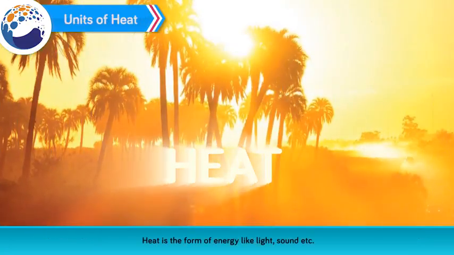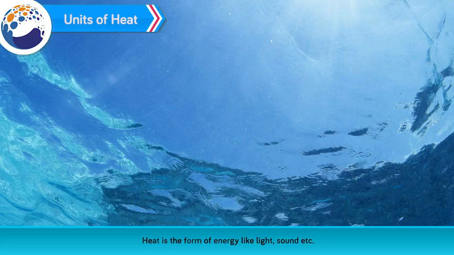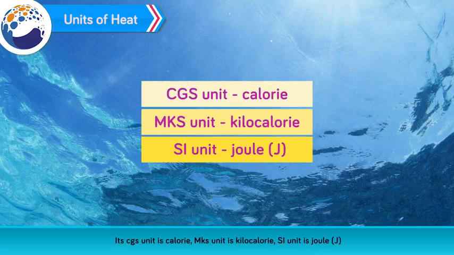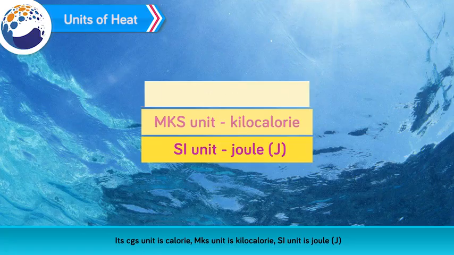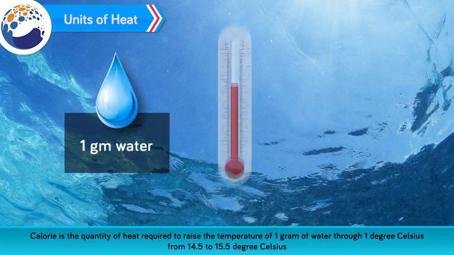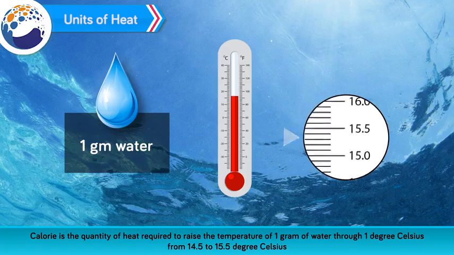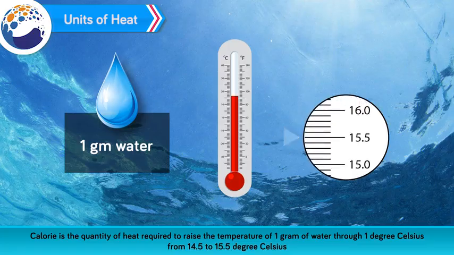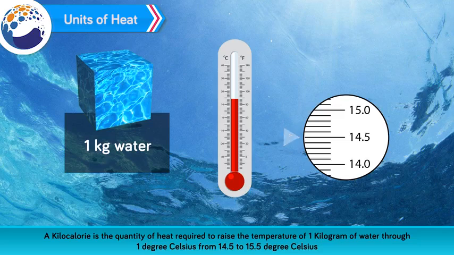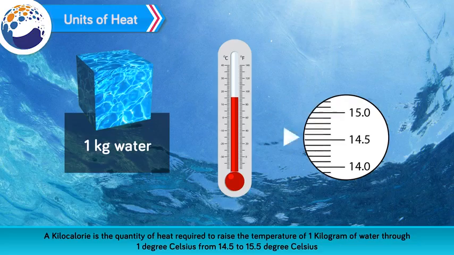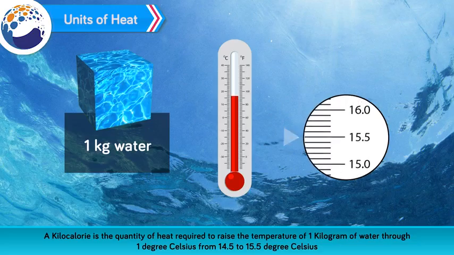Units of heat. Heat is a form of energy like light or sound. Its CGS unit is calorie. Its MKS unit is kilocalorie. Its SI unit is joule, denoted by J. Calorie is the quantity of heat required to raise the temperature of 1 gram of water through 1 degree Celsius from 14.5 to 15.5 degrees Celsius. A kilocalorie is the quantity of heat required to raise the temperature of 1 kilogram of water through 1 degree from 14.5 to 15.5 degrees Celsius.